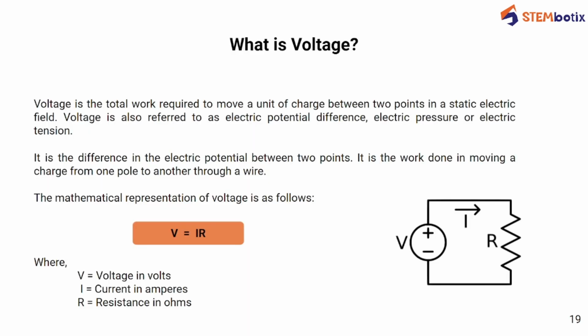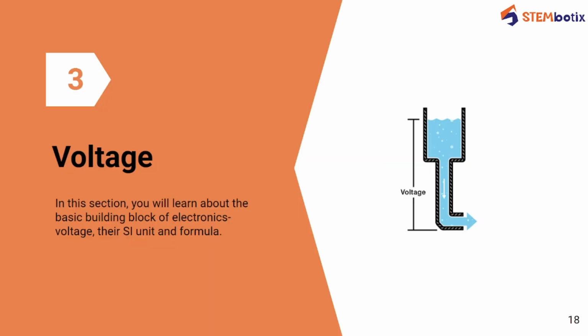Voltage is the total work required to move a unit of charge between 2 points in a static electric field. You can assume a static electric field, and these are the 2 points. This is the first one and this is the other one. The difference between these 2 points can create a force or pressure because of which a unit charge can move.